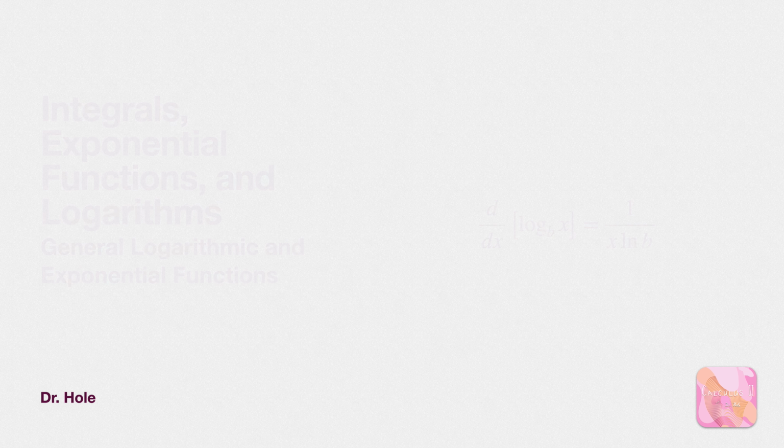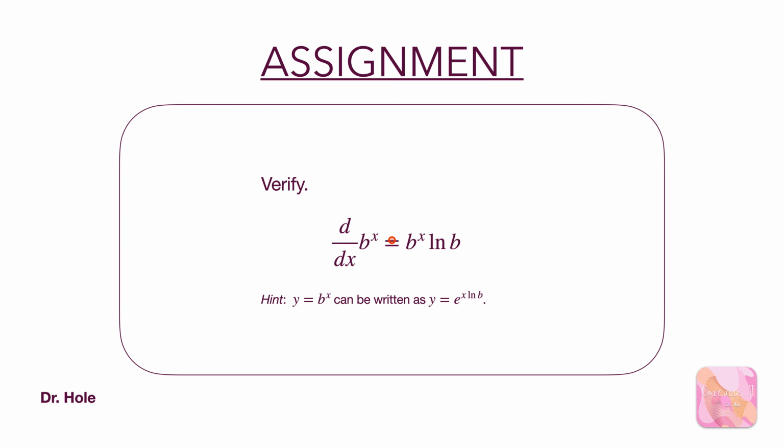Good. Well, how about any base for an exponential function? What's going to happen? Likewise, you're going to get back that function, but multiplied by the natural log of the base. Recall that if the base is e, then ln of e, what does that equal? Ln of e is 1.